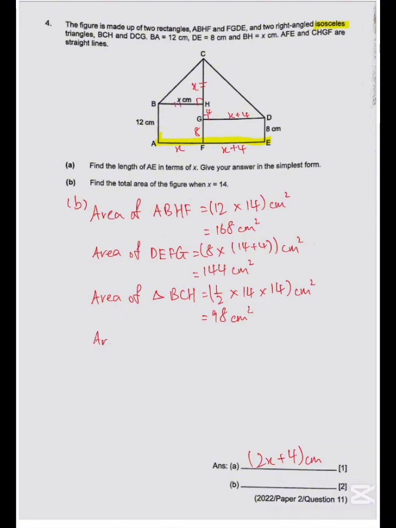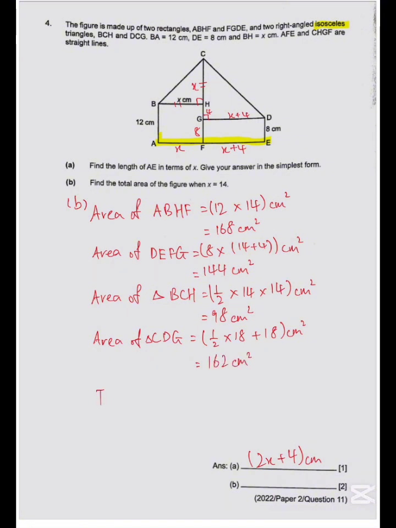Okay, then area of the last triangle will be CDG. Triangle CDG equals to, okay, so similarly it will be half times base times height. So half times, what's our base? Base is GD, right? So there'll be x plus 4. So it's 14 plus 4 is 18. Plus height is CG. It's also x plus 4. So it's also 18. That gives us 162 cm squared.